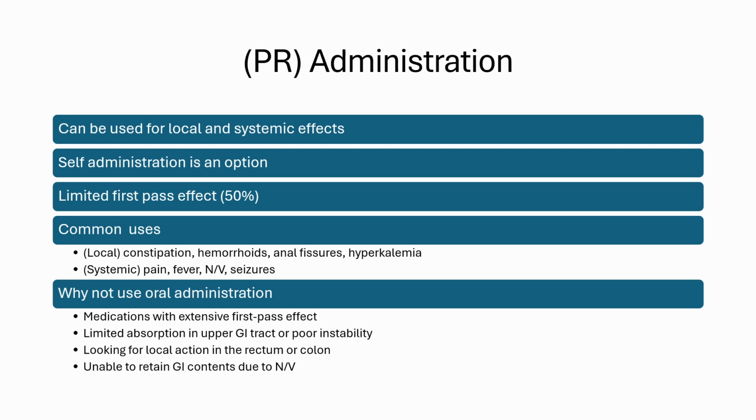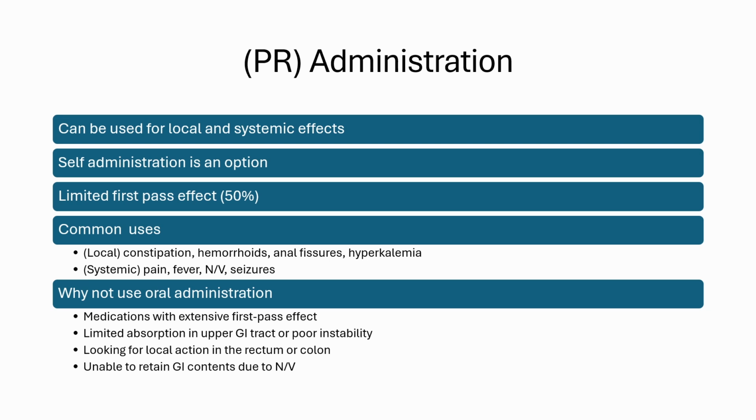Reasons we'd want to use the rectal route instead of the oral route are for medications that have extensive first pass effect or for medications that have limited absorption in the upper GI tract. Or if we're looking for just that local effect in the rectum and in the colon. It's also a good option for patients who are unable to tolerate medications given by mouth because they're having severe nausea and vomiting.